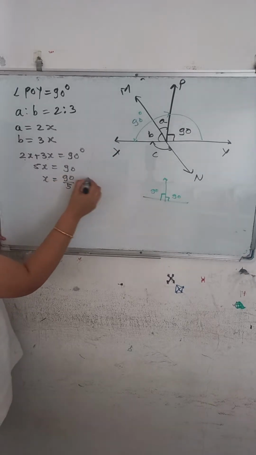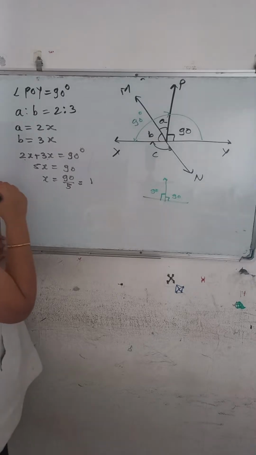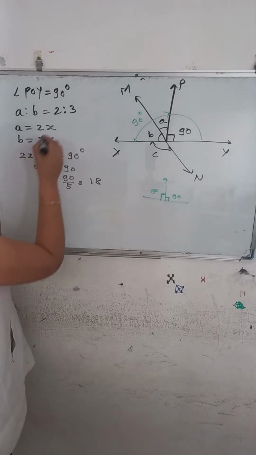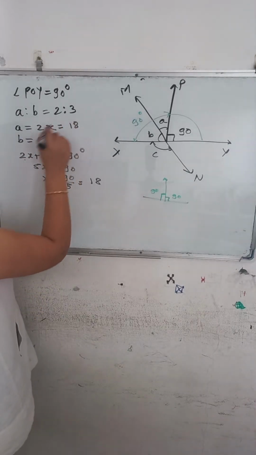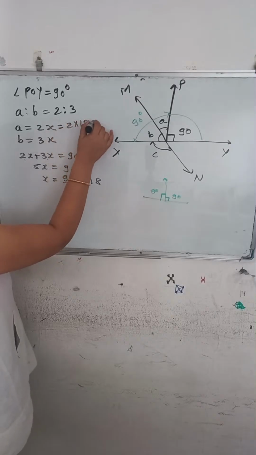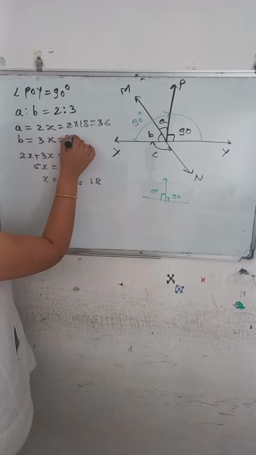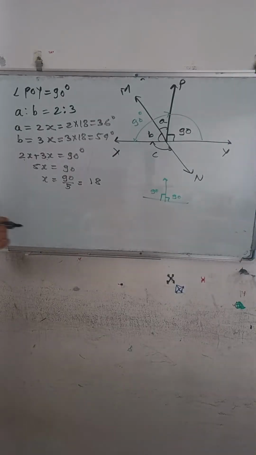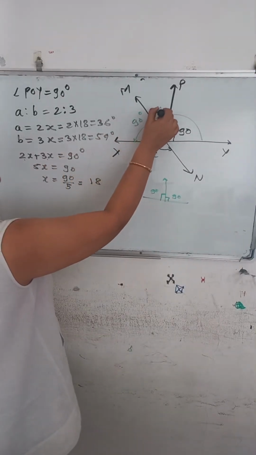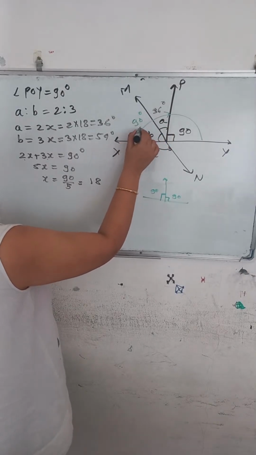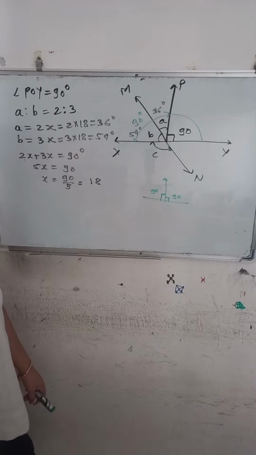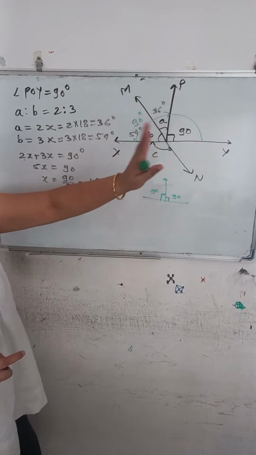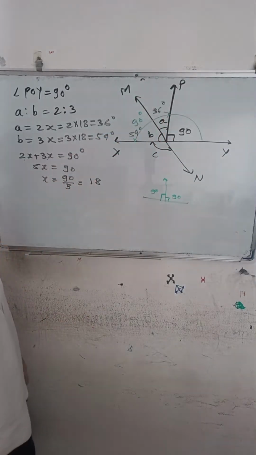So how much will you get? 5 ones are 5, then 4, that is 18. We have x is equal to 18. So 2 into 18 is 36, and 3 into 18 is 54 degrees. So I got the angle value of A as 36 and B as 54. If you add 36 plus 54, the value is always 90 only, because POY is 90, then POX is also 90 because they form a linear pair.